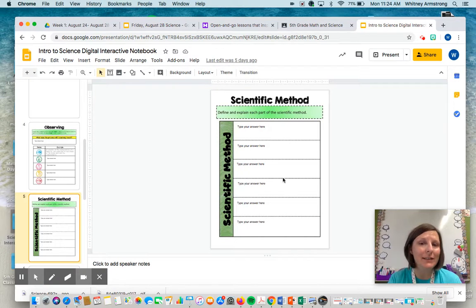And so there's 6 boxes here. Remember, there's 6 steps that we talked about. So you can refer back to the slideshow that I was just showing you. That'll be available to you, so you can go back and look at that if you need to. But again, write the name of the step and what it means. And I don't mean write step 1, step 2. What are you actually doing during that step? Okay, so for example, step number 1 was ask a question. So right here, you would type ask a question, and then you would explain what that means.